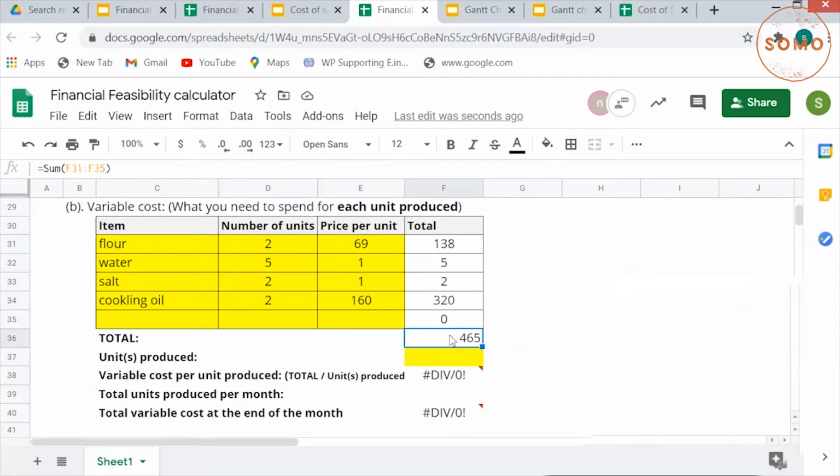For Sarah to make 50 chapatis in a day, she is incurring 465 shillings. That means the number of units produced in a day is 50 chapatis. The variable cost per unit produced is therefore 9 shillings. The number of units produced per month is 1,000. Her total variable cost at the end of the month is therefore 9,300 shillings.